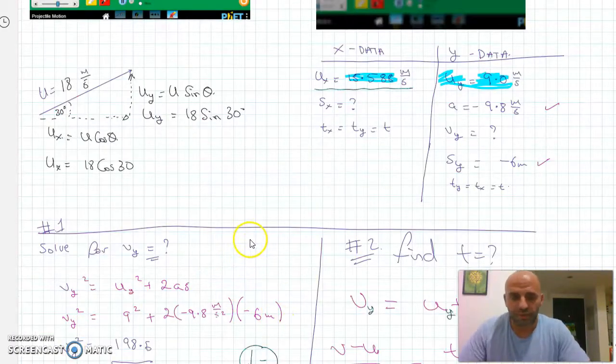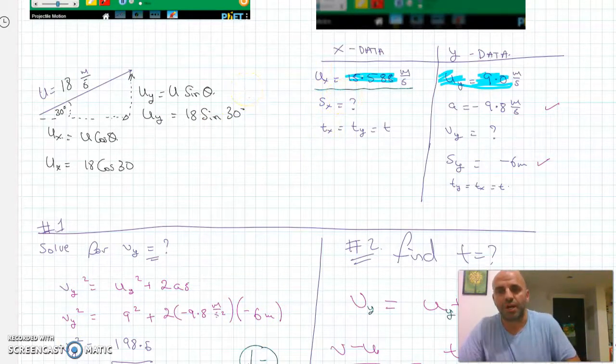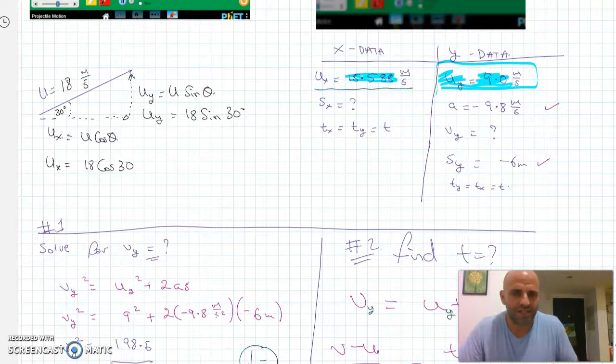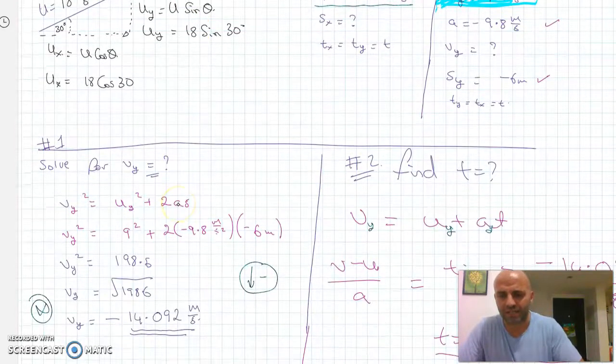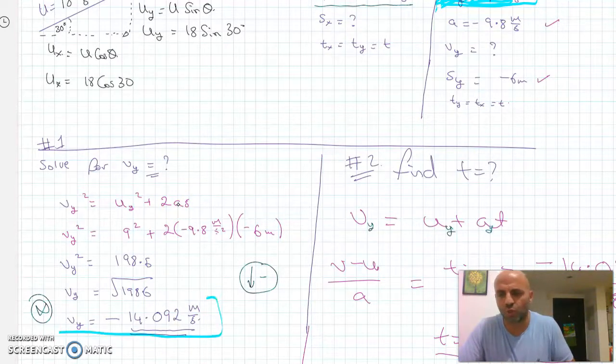So the thing to do now is to just have a look back at the initial information we were given and see if we can piece it together into a graph. I'll start with the y direction because that's the hardest bit. The initial velocity in the y direction we knew was going to be 9 meters per second. We went ahead and calculated the final velocity in the y direction, and that worked out to be just over 14 meters per second negative.